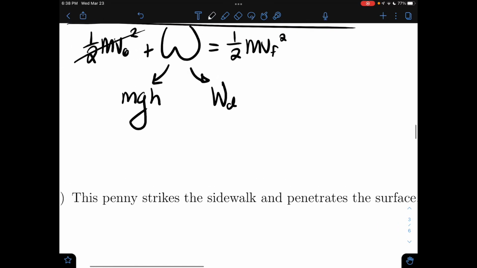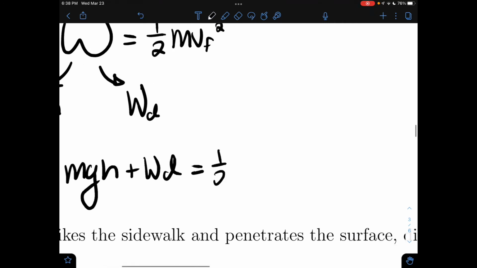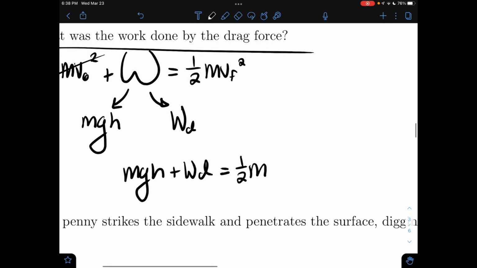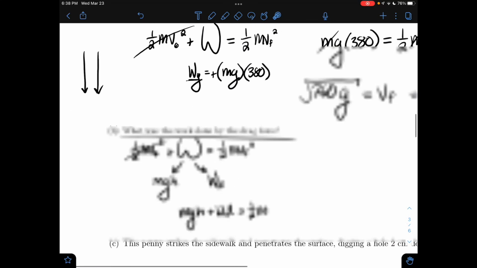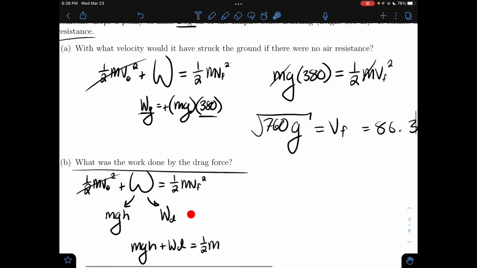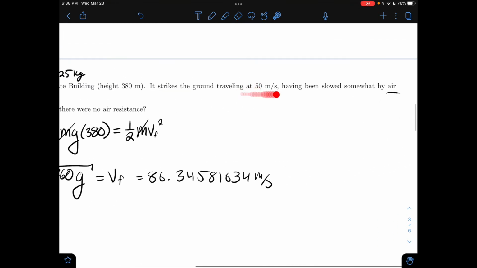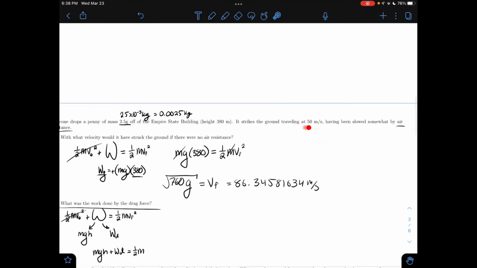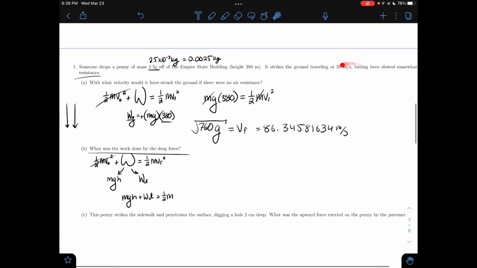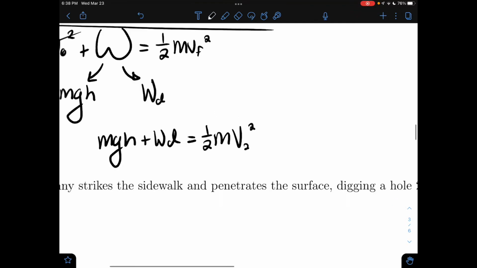So now I'm going to plug in everything we have, right? So we have our mgh plus our work from the drag force equals 1/2 m. Oh no, we don't have the v final. Well, we solved for one before, but there we were neglecting air resistance, so it doesn't make sense to try to use it in here when we have air resistance. But it was our given that with air resistance, we ended up with 50 meters per second. So this is going to be our v final when there is air resistance. I'm just going to call that v2 for right now.